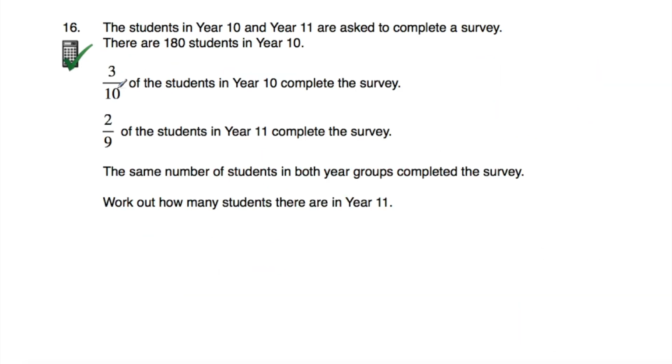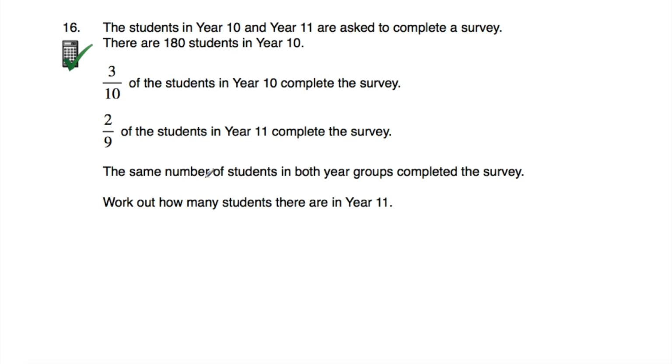Okay, let's have a look at our next question, question number 16. So question number 16 says the students in year 10 and 11 are asked to complete a survey. And there's 180 students in year 10. And 3/10 of the year 10 students complete the survey. So if we work out 3/10 of 180, we can work out how many year 10s complete the survey. And 2/9 of the students in year 11 complete the survey. So 2/9 of the number of students in year 11, which we don't know yet. And we're then told the same number of students in both year groups complete the survey. Work out how many students there are in year 11.